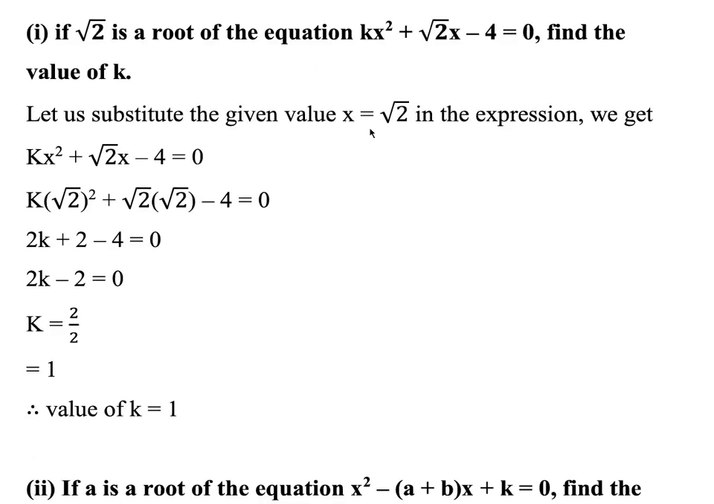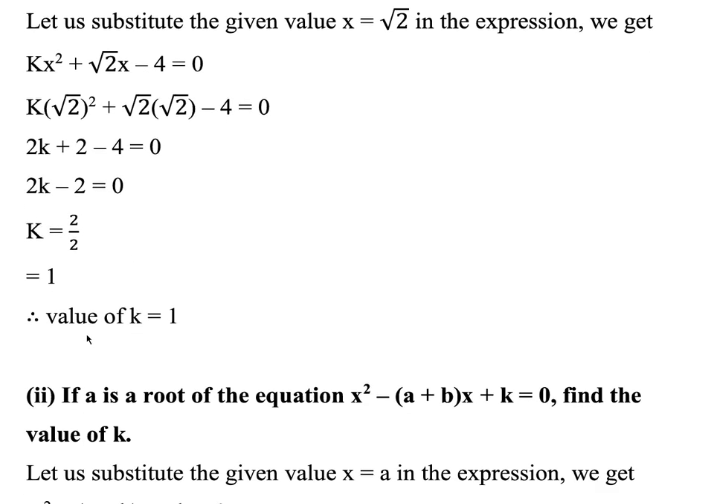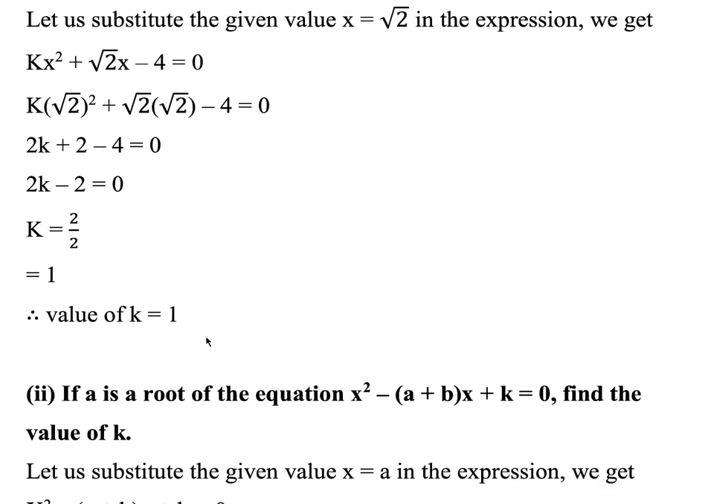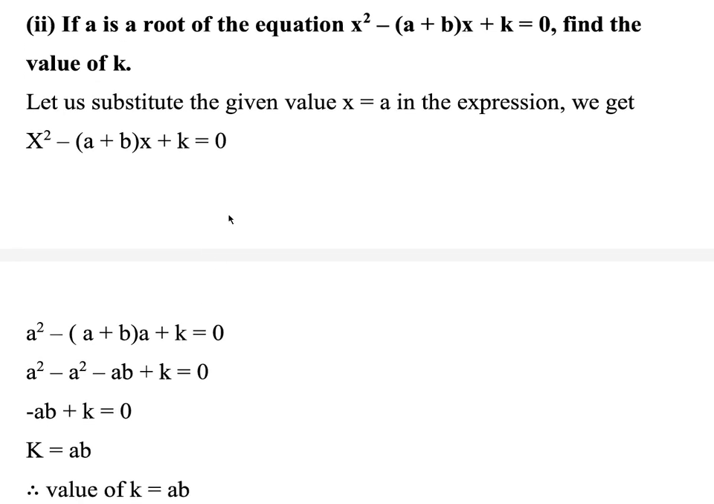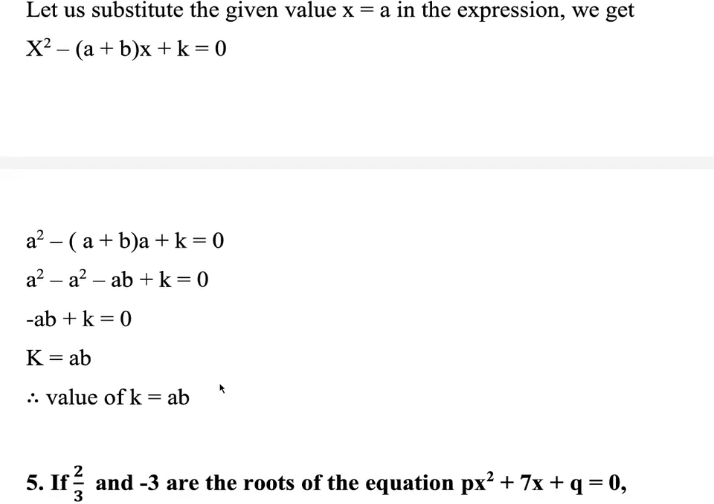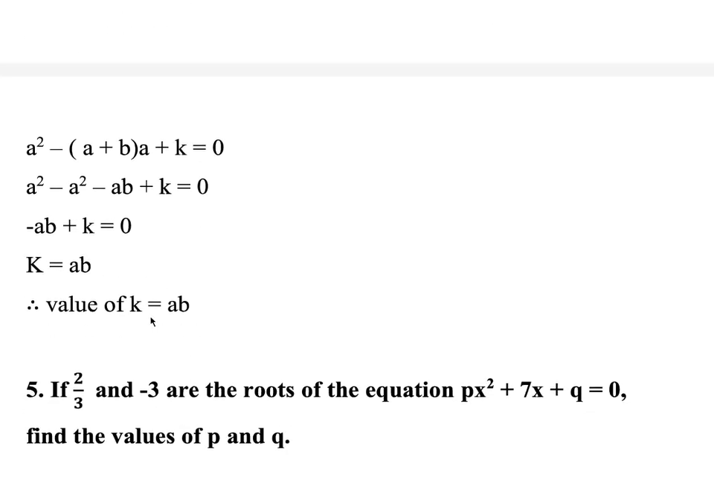In place of the x we have to put root 2. So in place of the x in kx square, put root 2: k into root 2 square plus root 2 into root 2 minus 4, and with a little bit of simplification we will get the value of k is equal to 1. Now come to the next equation, x square minus (a plus b) into x plus k is equal to 0. After a little bit of simplification we will get k is equal to ab. So the value of k will be ab.